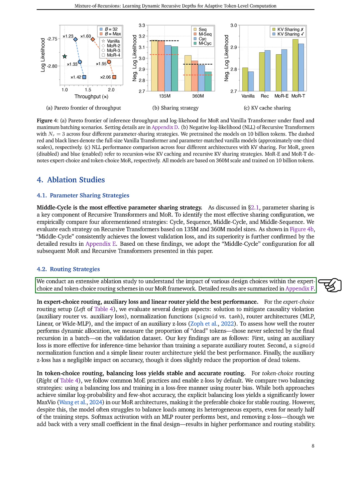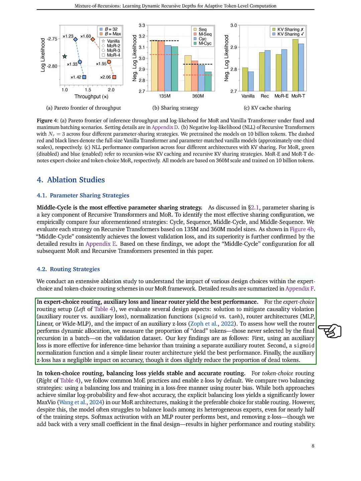Finally, we conduct an extensive study to understand the impact of various design choices within the expert choice and token choice routing schemes in our Moore framework. In the expert choice routing setup, we evaluate several design aspects, including solutions to mitigate causality violations, normalization functions, router architectures, and the effect of an auxiliary loss.